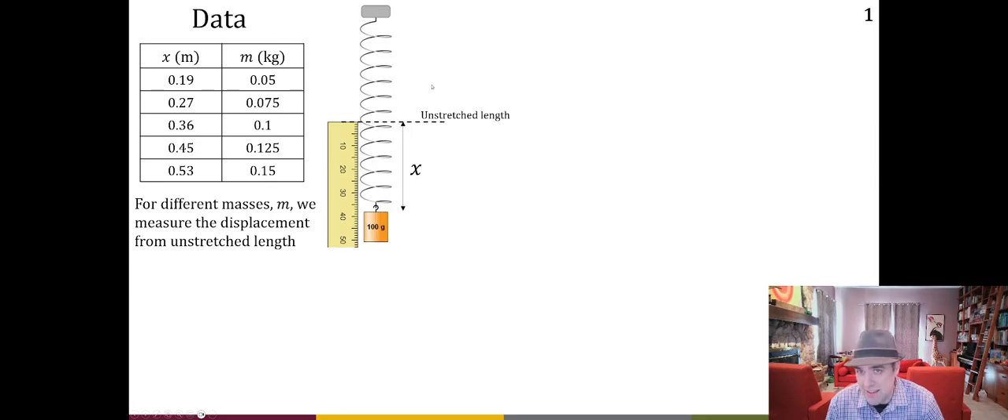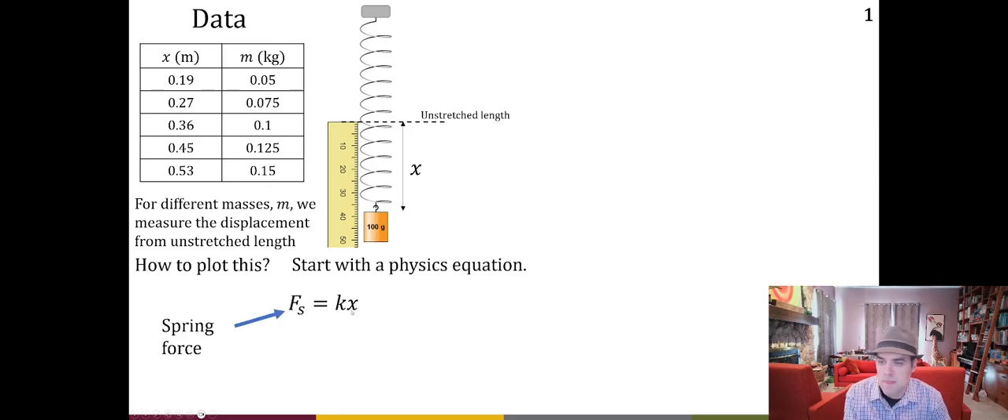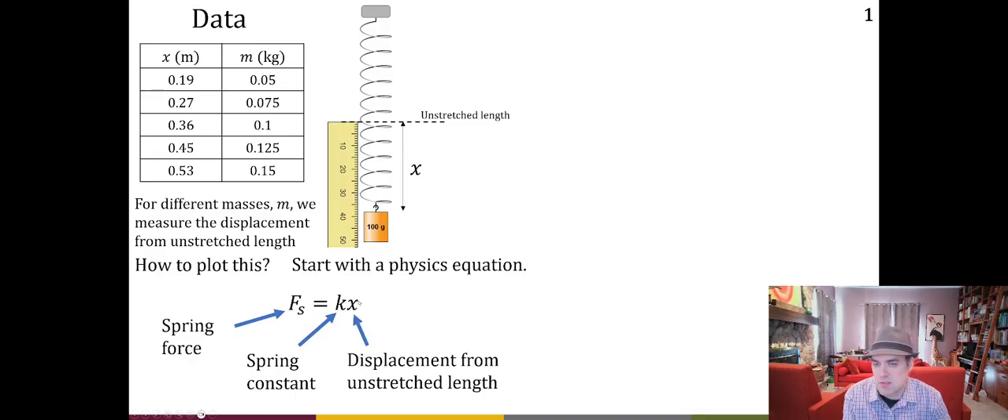We eventually would like to get what the spring constant of this spring is going to be, but how are we going to plot this data, and how is that going to be helpful? Well, we're going to do what we always do and start with a physics equation, and that is the force from a spring. So our spring force is equal to k, which is the spring constant, times x, which is the displacement from its unstretched length.